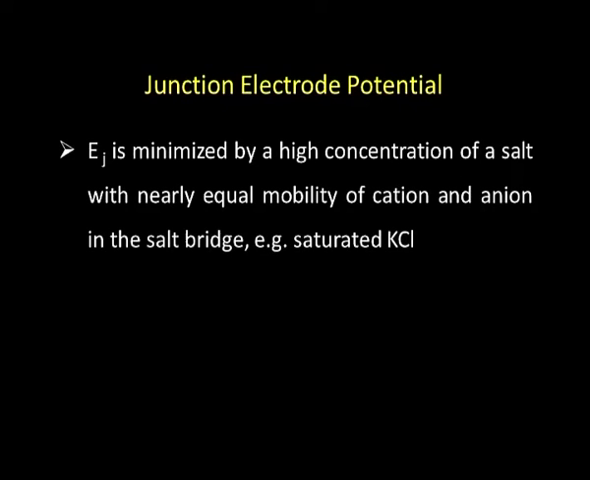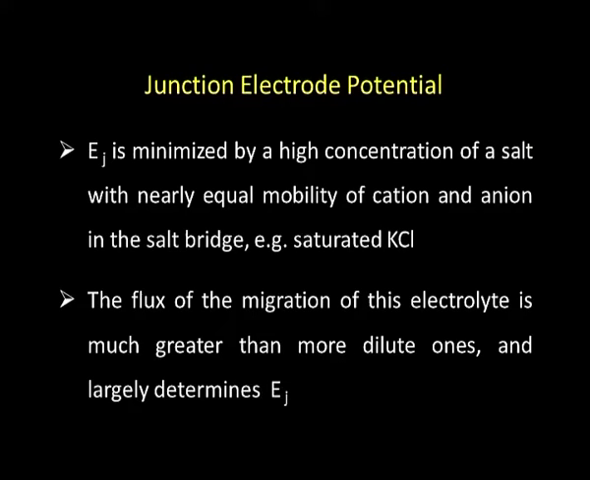EJ is minimized by a high concentration of a salt with nearly equal mobility of cation and anion in the salt bridge. For example, saturated KCl is used, in which the mobility of potassium and chloride ion is nearly equal. The flux of the migration of this electrolyte is much greater than more dilute ones and largely determines EJ.